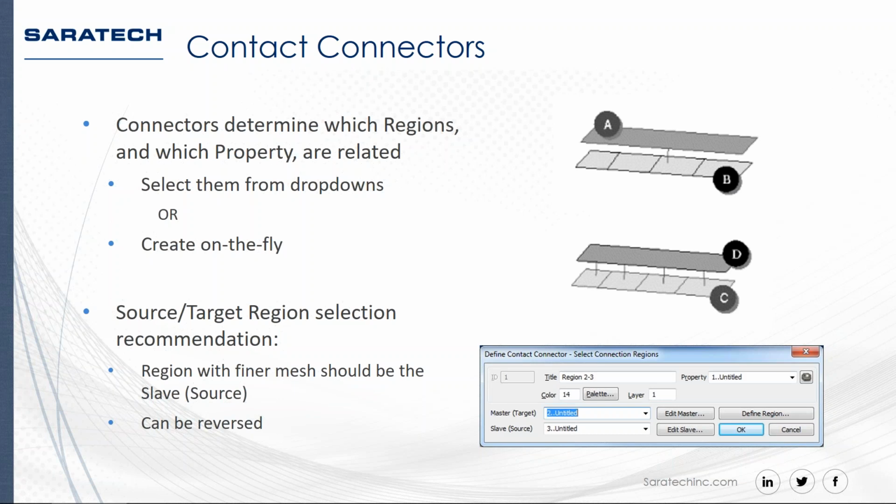So another important thing is this is very easy to switch as well. You can simply right-click in the model info tree on that connector and flip which one is the source or the slave. And again, this is only important if the meshes are very different in size. If they're pretty close to each other, it shouldn't make much of a difference.